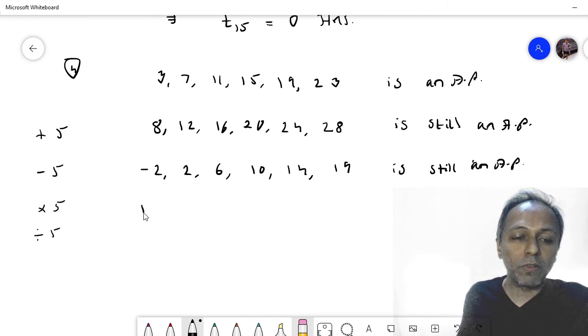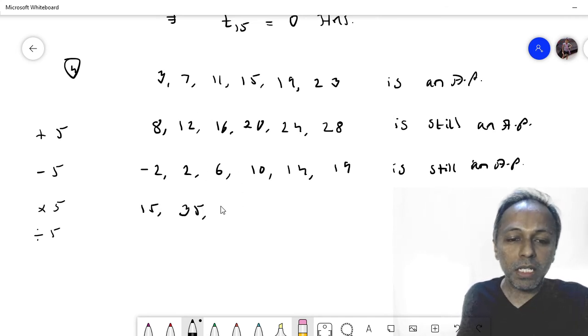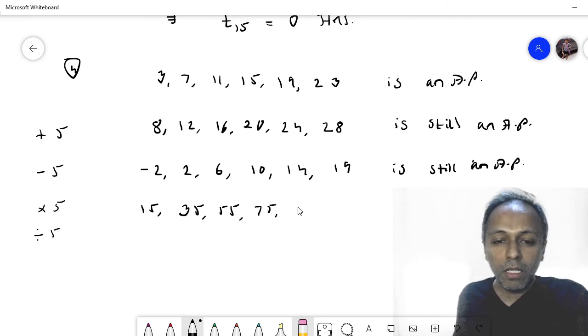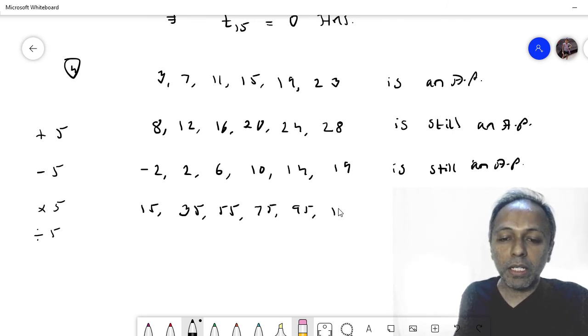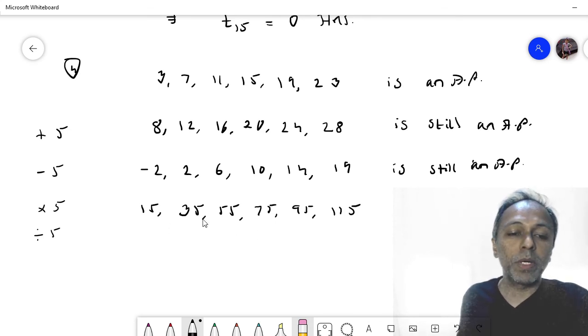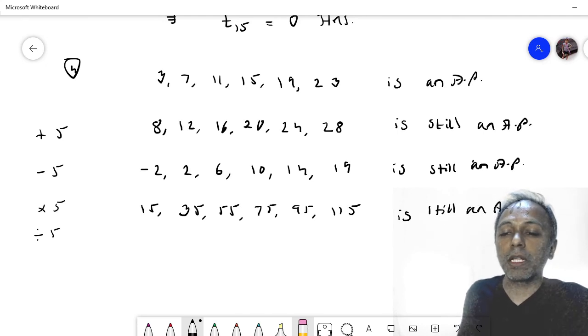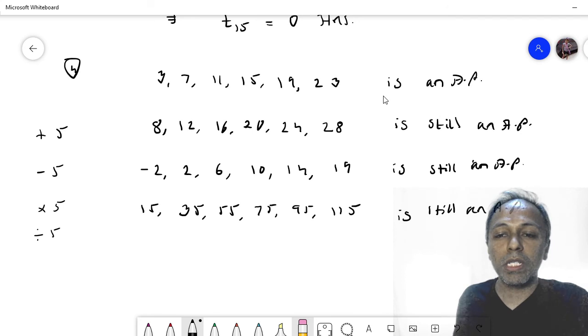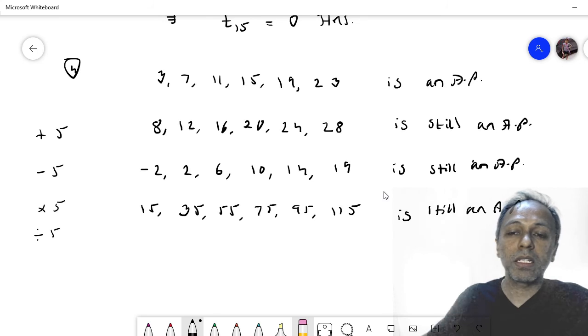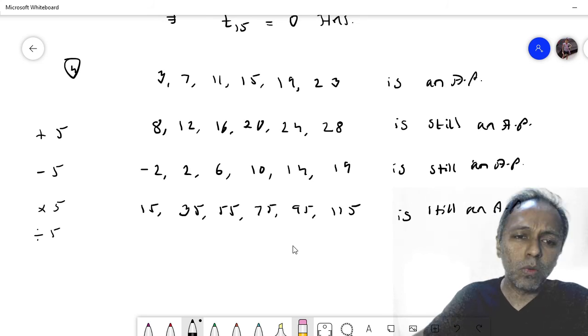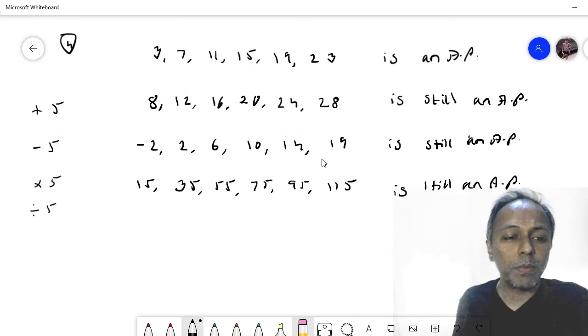Let's multiply by 5 and check. So 3 5s are 15, 7 5s are 35, 11 5s are 55, and you can continue. Say 15 5s are 75, 19 5s are 95, and 23 5s are 115. You can observe the common difference of 20, it is still an AP. So far we are concluding that if the existing sequence was an AP, then adding the same number to all the terms, subtracting or multiplying, results into no doubt a new sequence, but still an AP.